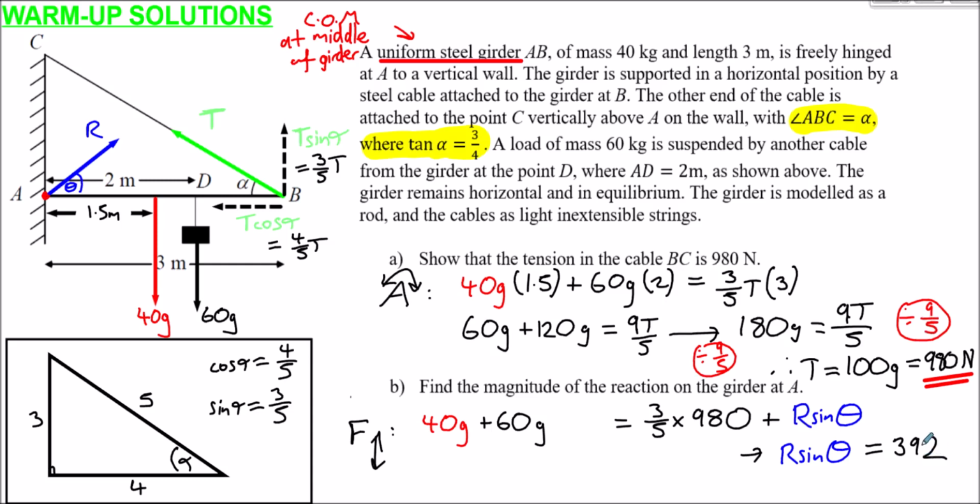And then we can actually think about forces horizontally, acting upon the girder. So we can see here T cos alpha: the cable has a component pushing into the wall, T cos alpha. So therefore R pushing the other way, which would be R cos theta, must be equal and opposite to T cos alpha. So that's going to be equal and opposite to 4/5 T.